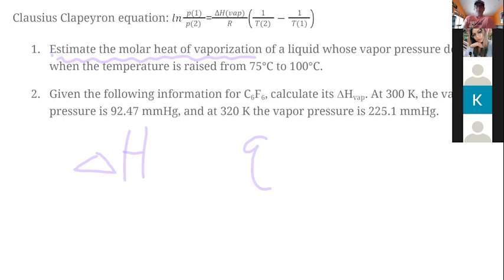Excellent question. So this equation basically shows you the connection between vapor pressure and the heat of vaporization. What does vapor pressure mean? What does that mean?